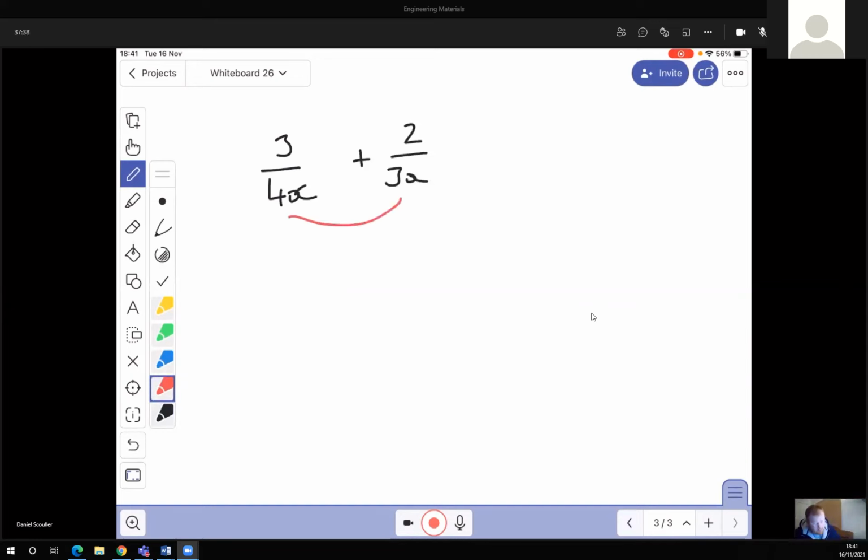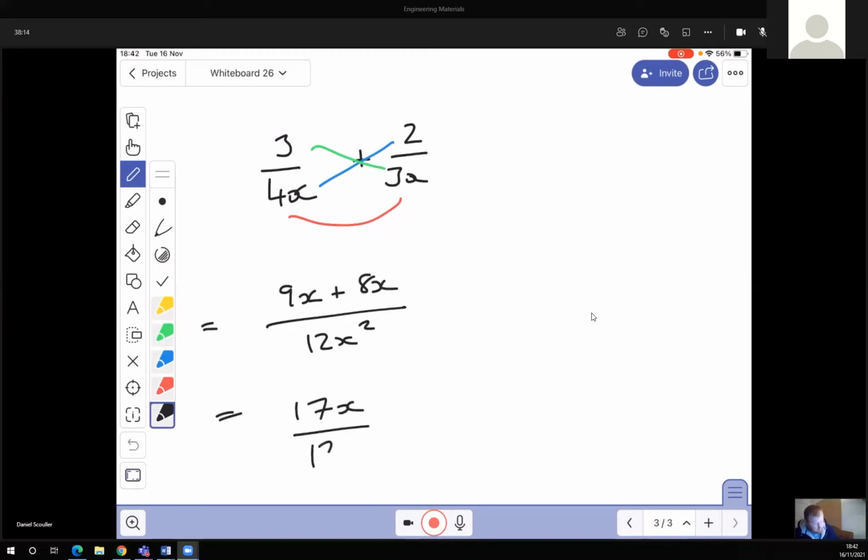Okay, we're looking for the smile down the bottom to get that denominator the same. Looking for the multiplication across, multiplication across. So 12x squared down the bottom. Okay, remember to multiply the number and the letter. On the top line, we've got 9x and 8x. We can collect like terms, which gives us 17x over 12x squared.